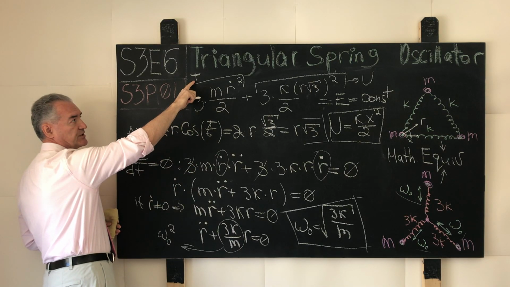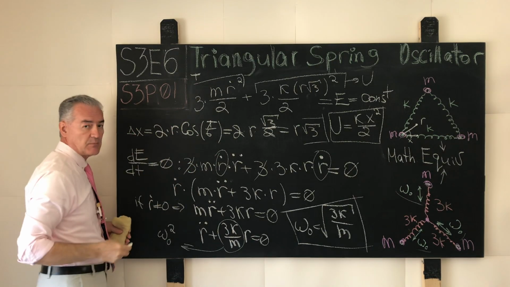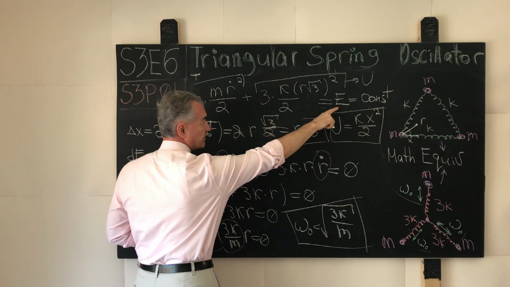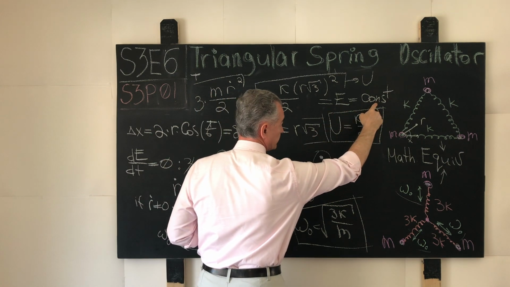In some texts you will see it as uppercase K. In my time it was uppercase T. Kinetic energy plus potential energy is a constant. The first derivative of the constant is 0.